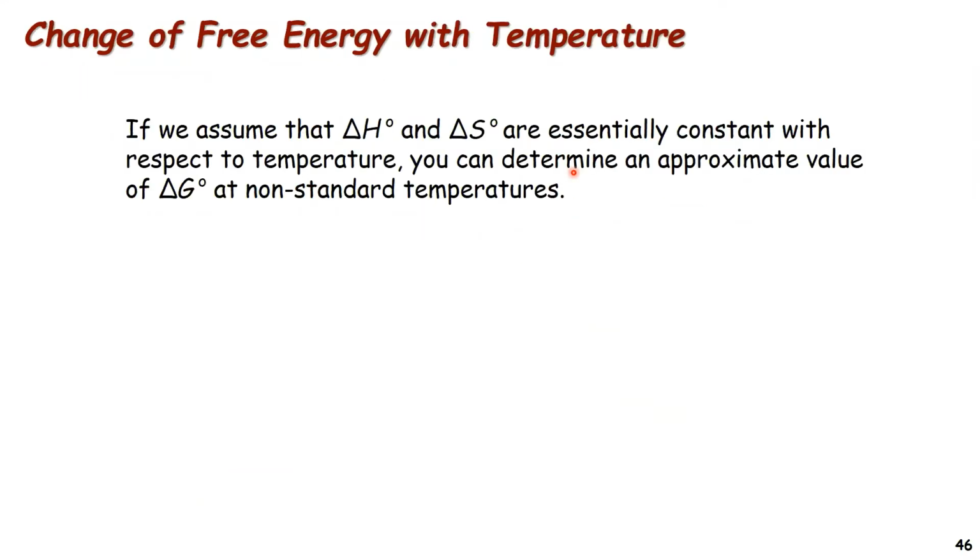Now, if we assume that both del H and del S are essentially constant with respect to temperature, they kind of are. They're not. They're temperature dependent. If we would change the temperature greatly from 25 degrees Celsius, these values will start to change. But we're going to assume that those values don't change with a change in temperature. That means we're going to be able to use that equation for the standard free energy change, del H minus T del S, right? We're going to be able to use that equation to determine then free energy changes at non-standard temperatures. So in other words, at temperatures other than 25 degrees Celsius.